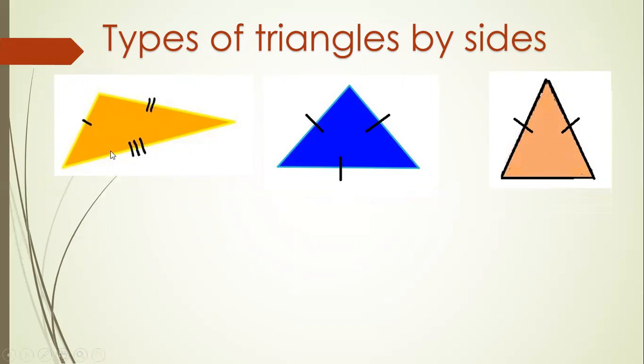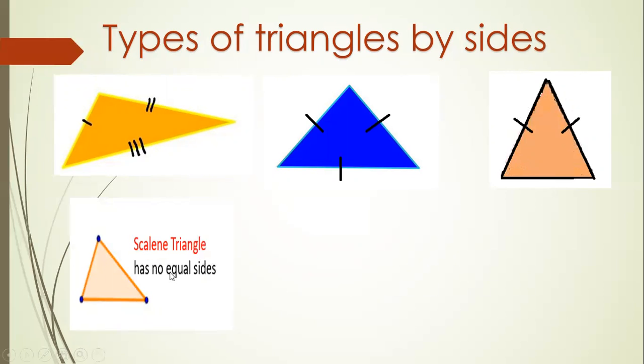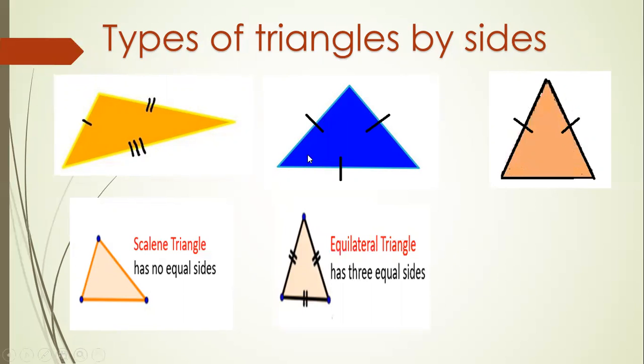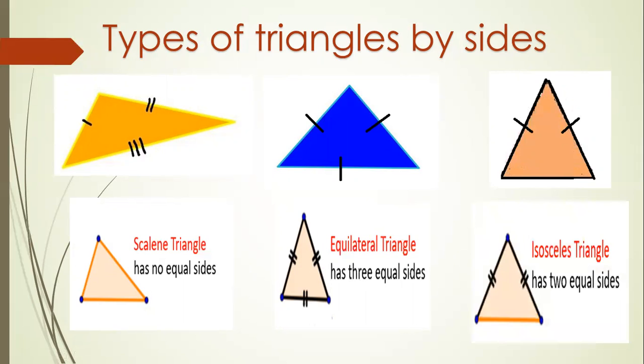So that means in the first figure, all the three sides are different. In the second figure, all the three sides are of the same size. And on the third figure, two sides are equal, whereas one side is not equal to them. So depending upon them, those which have no equal sides are called scalene triangles. Those which have all the sides equal are called equilateral triangles. And those which have only two sides, any two sides equal, are called isosceles triangles. So these are three types of triangles based on the size of the sides.